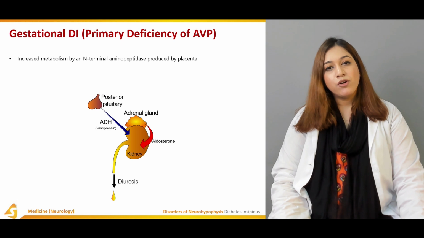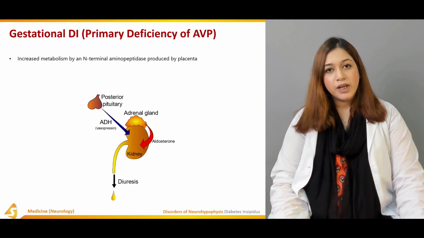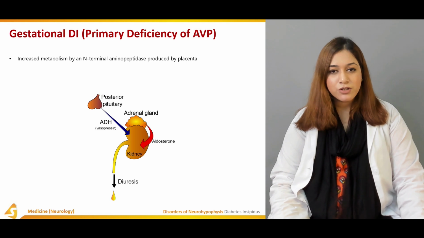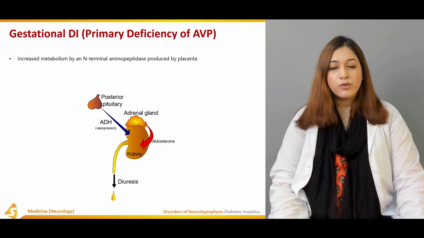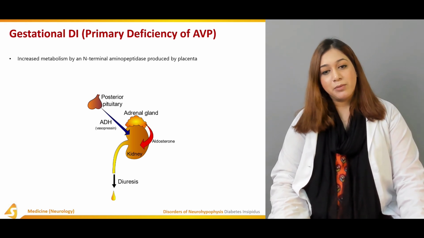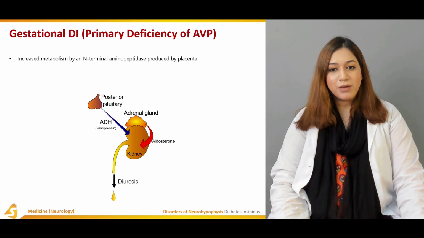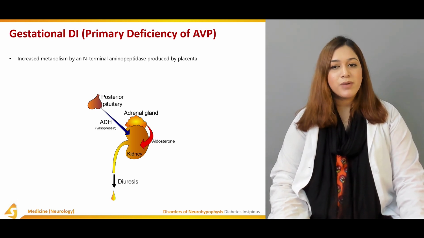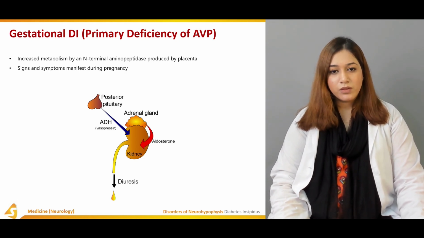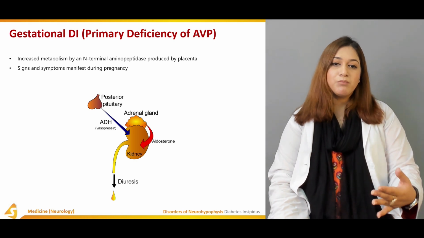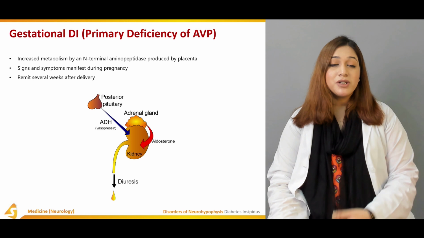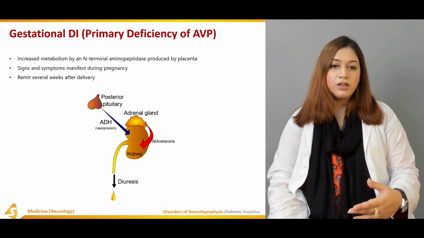Now, moving on to gestational diabetes insipidus, it occurs in the 2nd and 3rd trimester of pregnancy. What is the reason behind gestational diabetes insipidus? There is increased metabolism by an N-terminal aminopeptidase which is produced by the placenta, and this N-terminal aminopeptidase will not allow AVP to stay in the body for a longer time. The signs and symptoms manifest during pregnancy, but it remits several weeks after delivery.